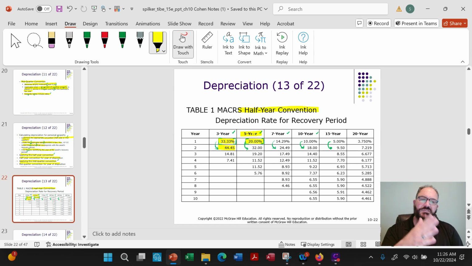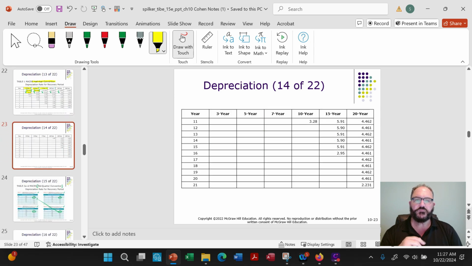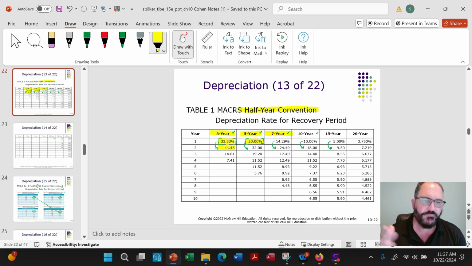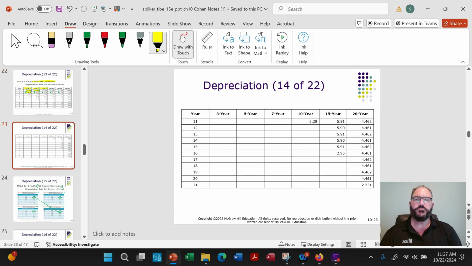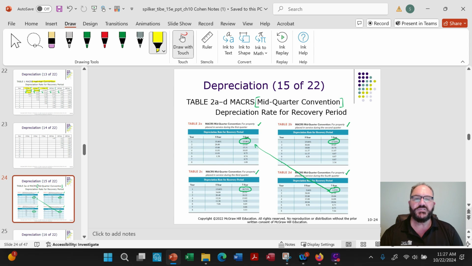Again, so these are the different rates based upon the different years. And predominantly you're using these first 3 years right here. Not always, but predominantly. Okay? And then they show you year 11 all the way down through 21, depending upon what type of item you're looking at. Okay? All right, so here's the mid-quarter.